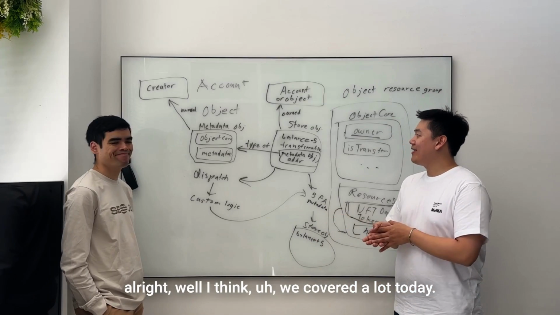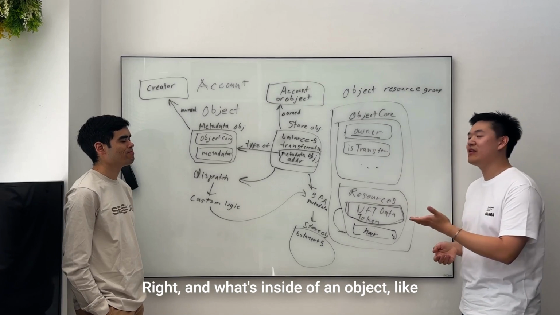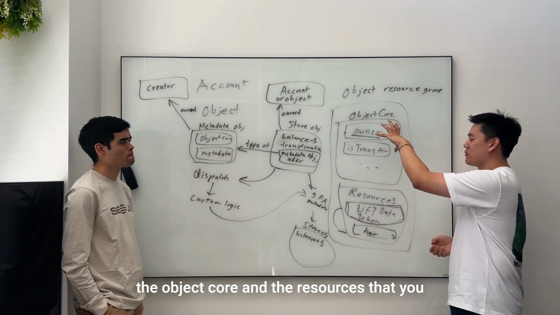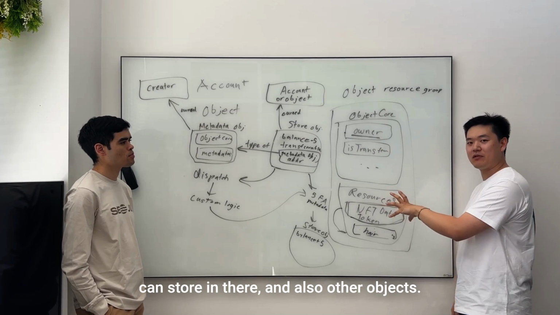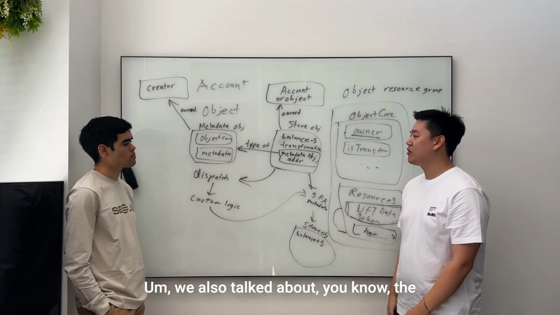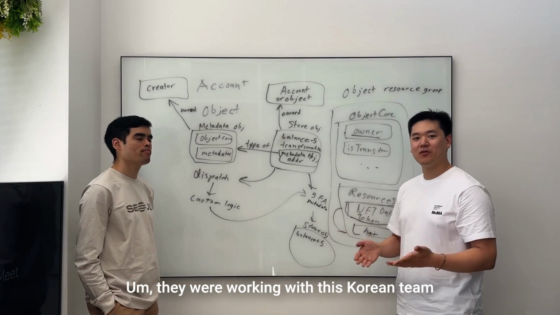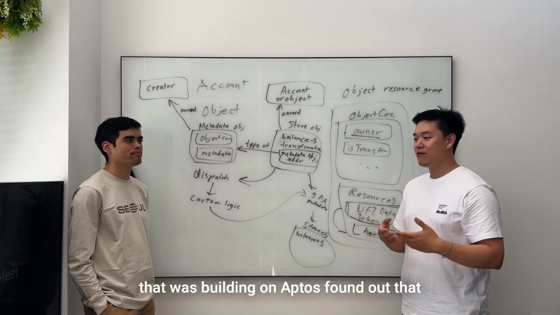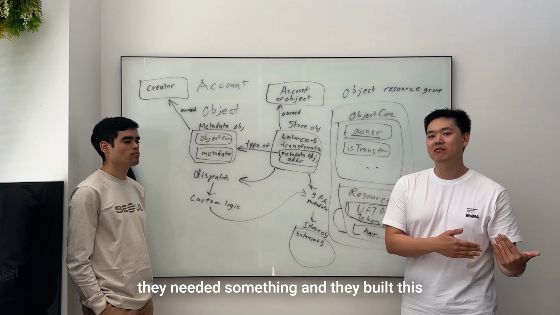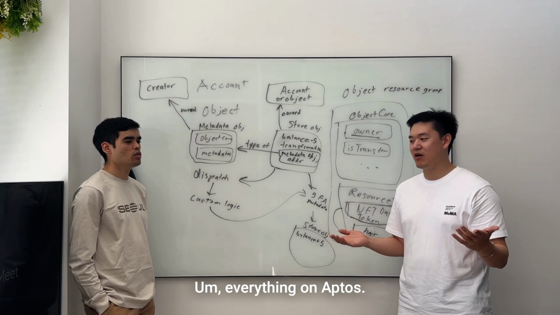All right. Well, I think we covered a lot today. We covered objects, and what's inside of an object, like the object core and the resources that you can store in there, and also other objects. We also talked about the history of objects, how it came to be. They were working with this Korean team that was building on Aptos, found out that they needed something, and they built this object thing, and it turns out it just improved everything on Aptos.